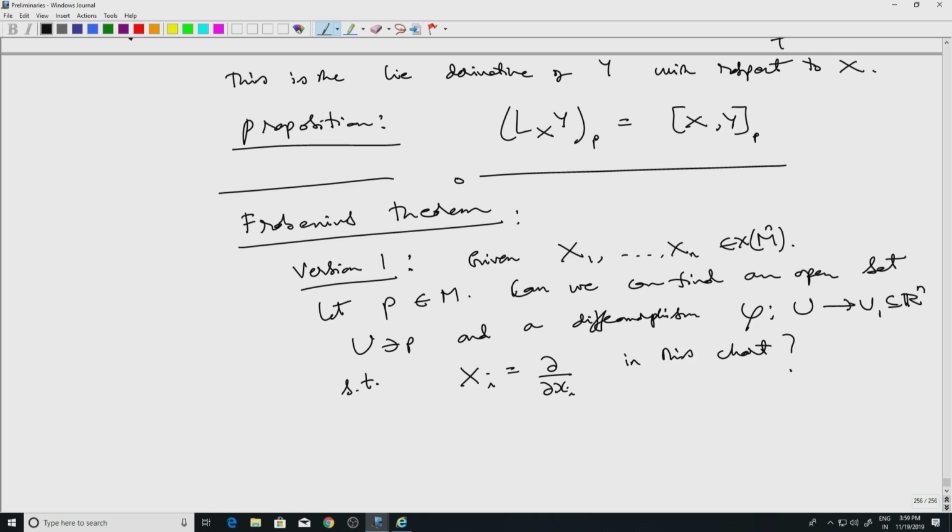So the question is about the existence of this diffeomorphism phi. Let me be more explicit, i.e., d phi of X_i at any point P, X_i at P, is del by del x_i at phi of P.